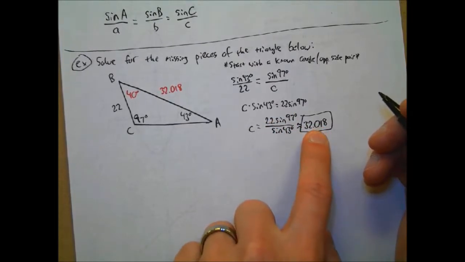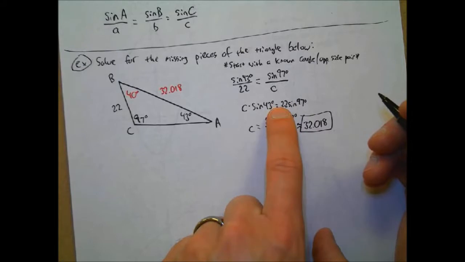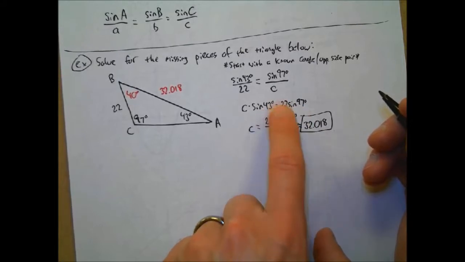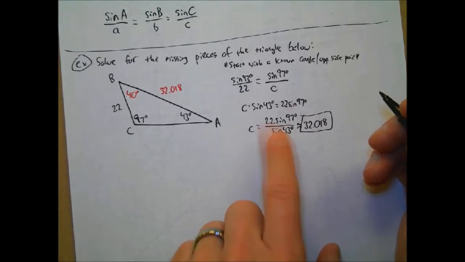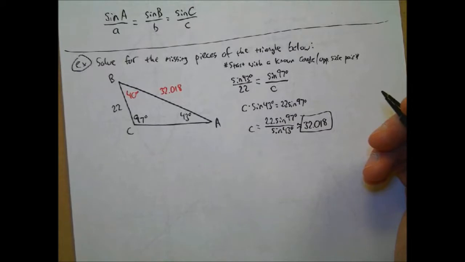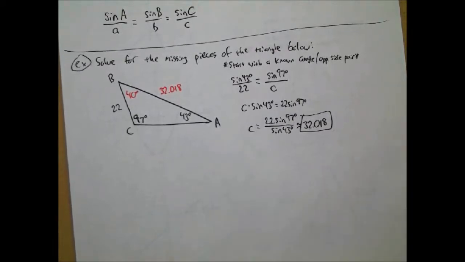In other words, you should not do 22 times sine 97, get the decimal, and then divide by sine of 43. You should wait until the end to get the exact answer set up in the expression, and then do the math to get the decimal answer. Again, that's for those of you planning on going to calculus. You want to get into good habits for calculus because that's what is required there.